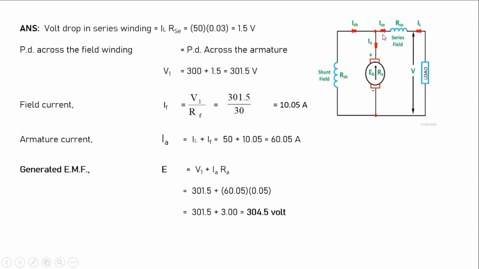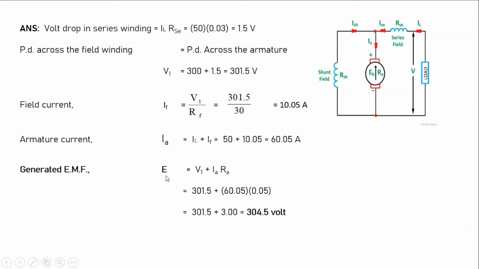What is the armature current? It is ISH plus IF or ISC. ISC and IL are the same. So IL is 50 amps, and IF we already found. Total 60.05 amps is the total armature current. So the total armature current is ISH plus IL, that is 10.05 amps plus 50 amps, which is 60.05 amps.